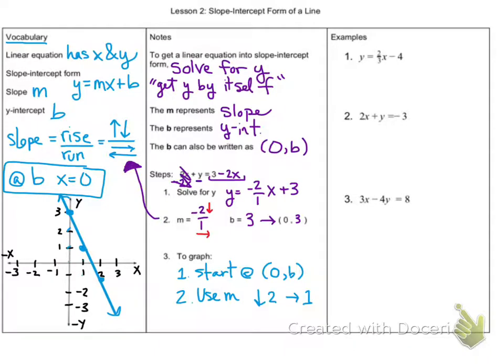So for examples over here, we're going to identify m and b, and then I'm going to have you graph on your own. So example 1, y equals 2 over 3x minus 4. The m number is 2 over 3, which means up 2 over 3. And the b number is -4, which means 0, -4.